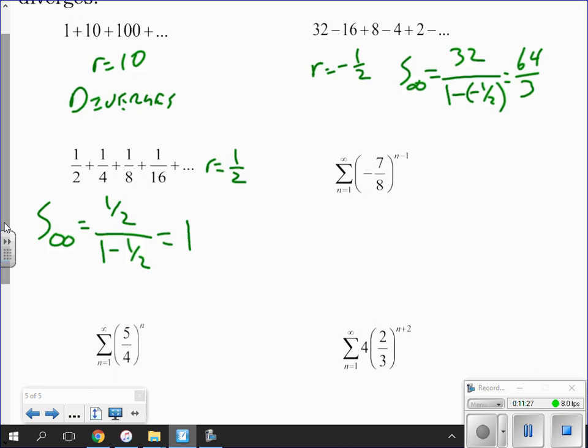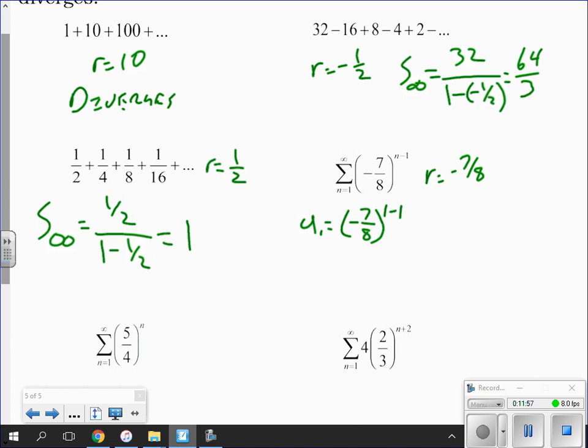Okay, so let's take a look at this one. This one's actually pretty easy. My R is -7/8. Is the absolute value of -7/8 less than 1? Yes, it is. This means I can do it. Now, my problem is I have to figure out what my first number is. I have to figure out the first term, a sub 1. Always put 1 in the formula and make sure you get the right first term. Do not make any assumptions.